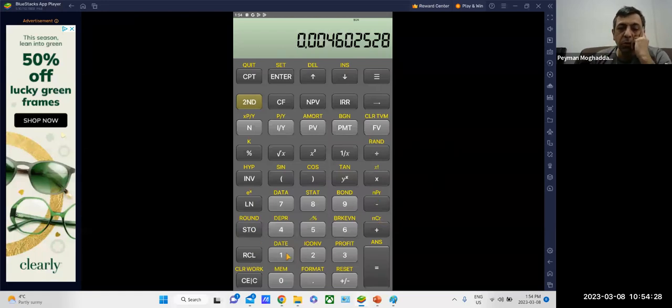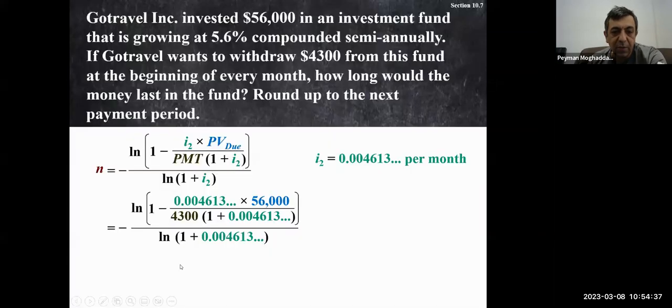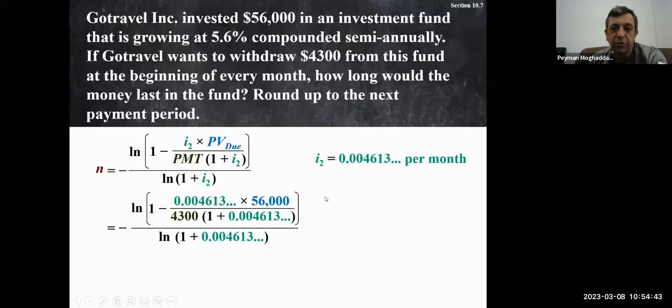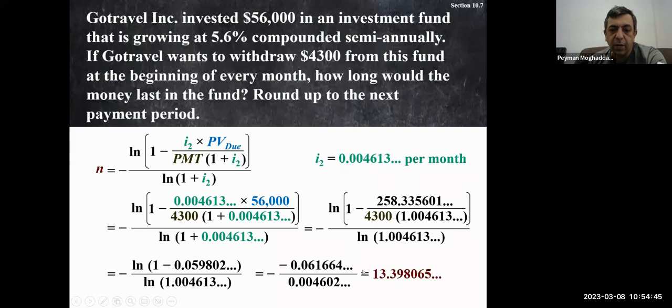So recall number 5 divided by recall number 6, equal to. So that's going to be this guy divided by this guy, and there's a negative sign in front of it. So 13.39. Okay, you see.